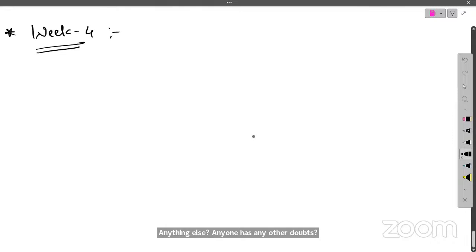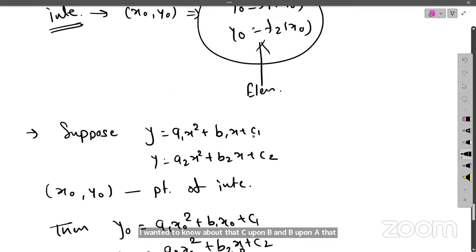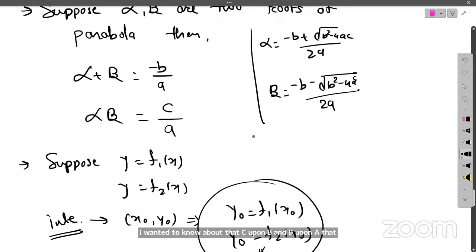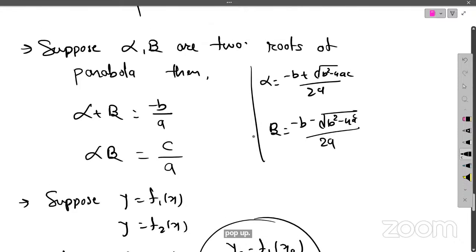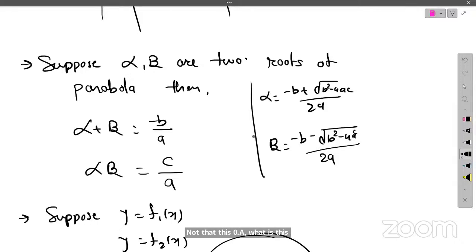I wanted to know about that C upon A and B upon A which were written earlier up. Which one? This one? Not that, this C upon A. What is this? Alpha plus beta. Alpha and beta are two roots of your parabola.